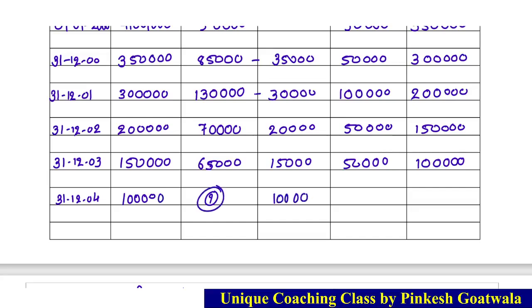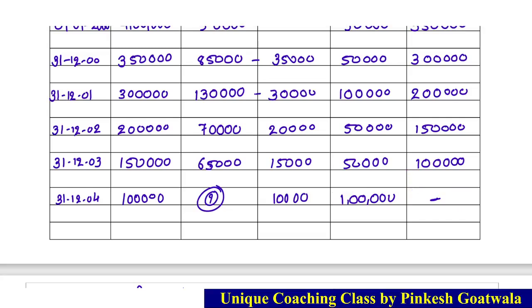Now we don't have this amount. So how to find it out? Very simple, as we found out in the previous two sums. We know one point: this amount and this amount, their total will be how much? 1 lakh. And here we know that the closing balance will compulsorily be nil. So what amount comes here? That will be 1 lakh, right? Because both total 1 lakh. Clear? Okay, so very simple.